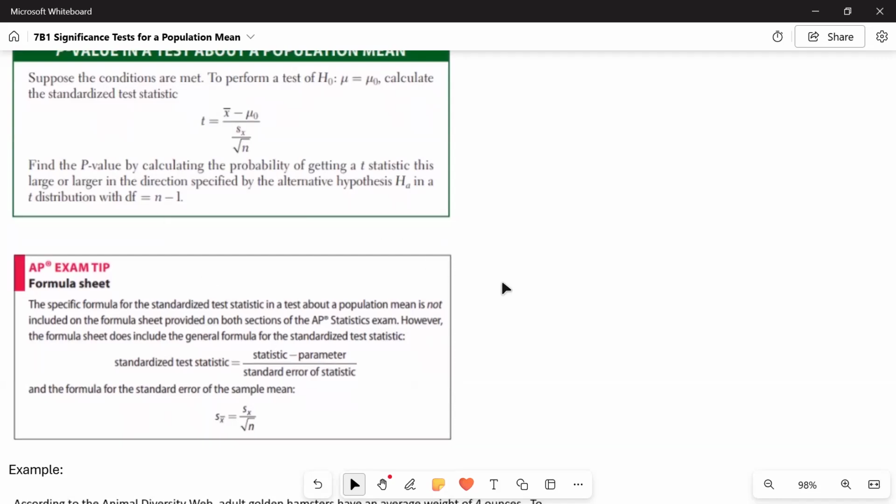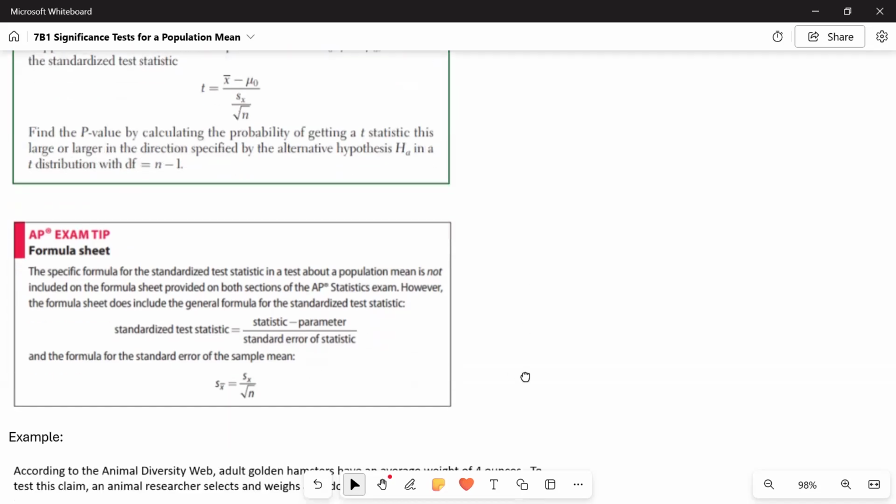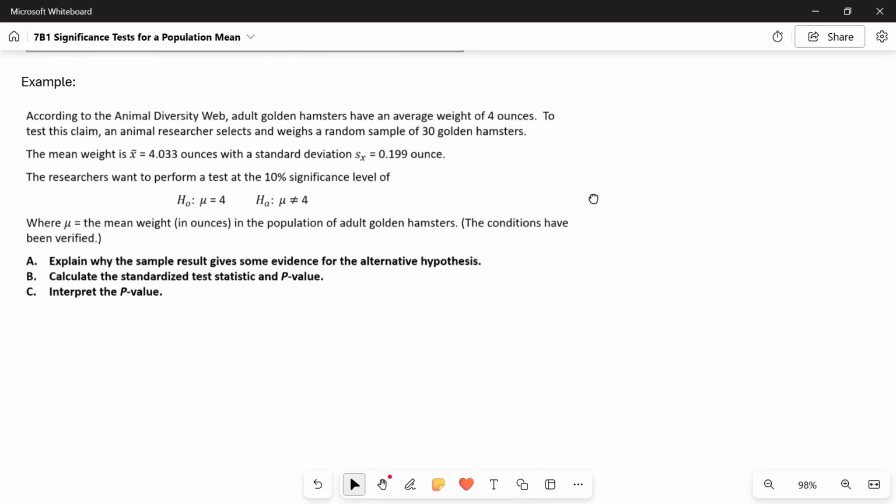As the pattern has been, the specific formula is not going to be on the AP Stats exam formula sheet. However, it does include the general formula for standardized test statistic, which is the statistic, in this case x bar, minus the parameter, which would be the hypothesized population mean, divided by the standard error of the statistic, which is sample standard deviation divided by the square root of the sample size. So let's take a peek at an example here.